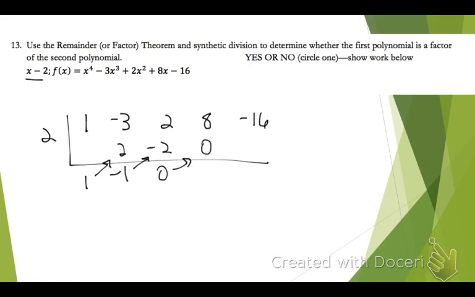2 times 0 is 0. Add your 8. 2 times 8 is 16. So the last number is what we're concerned with. If that last number is 0, that means our remainder is 0, and that polynomial is a factor, divided evenly. So these types of questions are just yes or no. So we just say, yep, it's a factor.